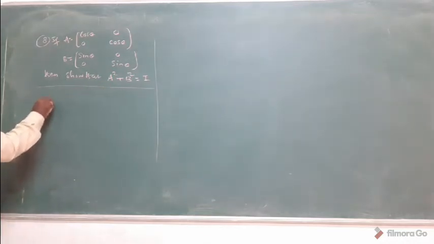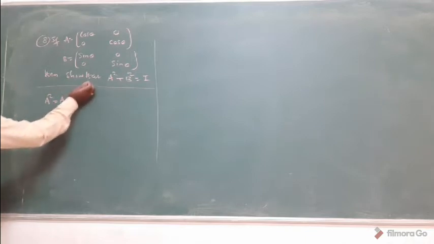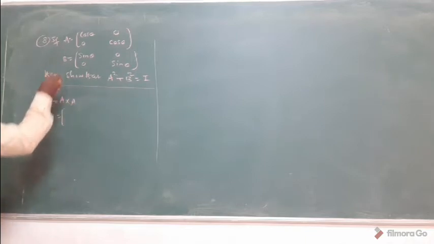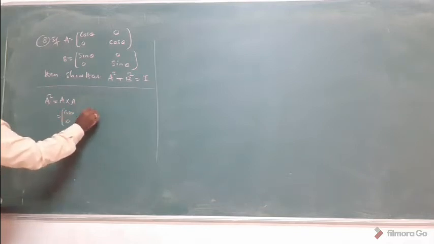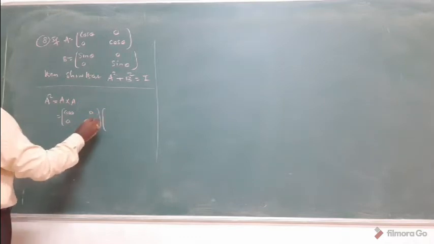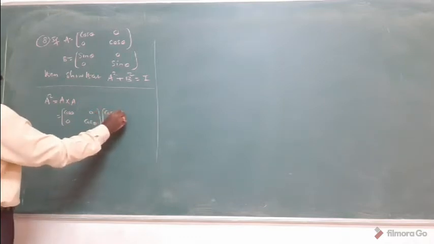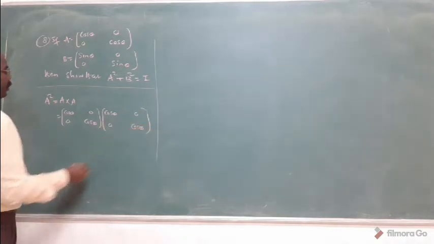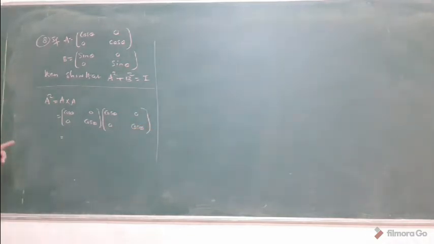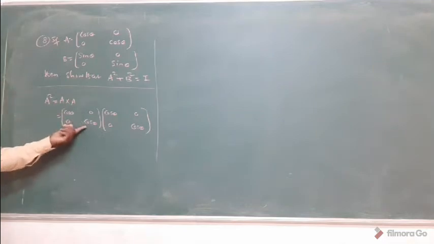First I have A square. A square means A into A. A is what? Cos theta 0 0 cos theta, into A again, cos theta 0 0 cos theta. Am I right? A square means A into A.